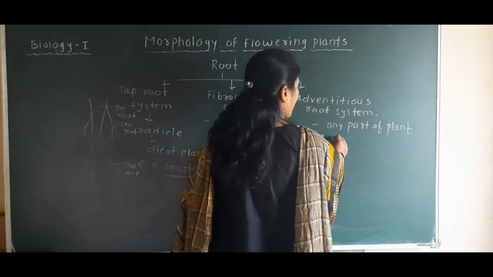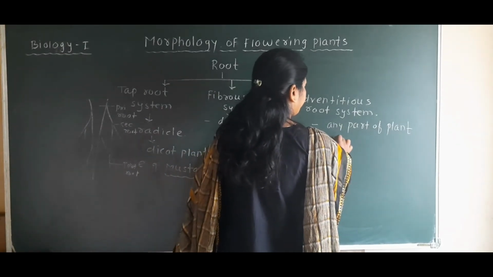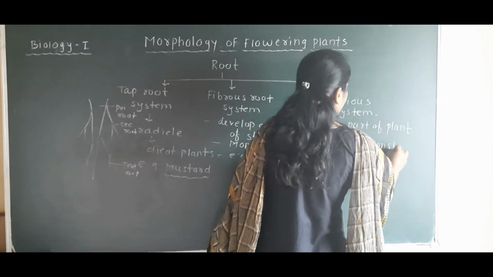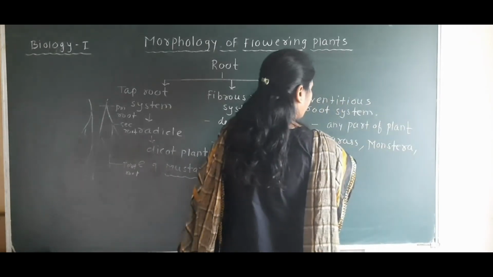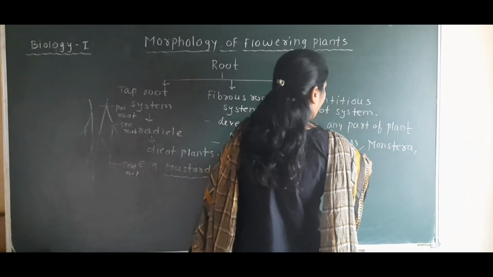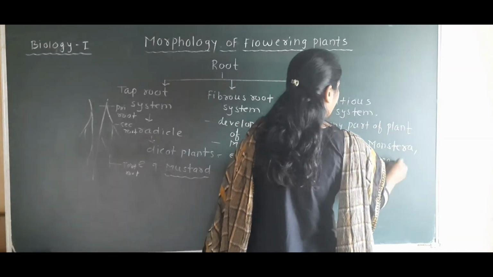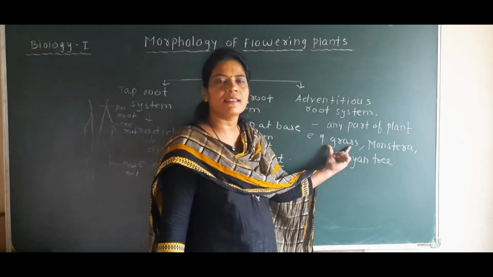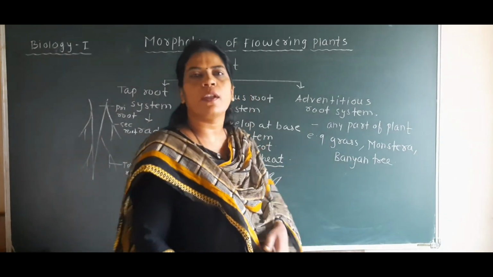One is the grass. The second one is the monstera. And the third example is the banyan tree. Grass, you are well known. Banyan tree in Marathi we call the वडाचं झाड.